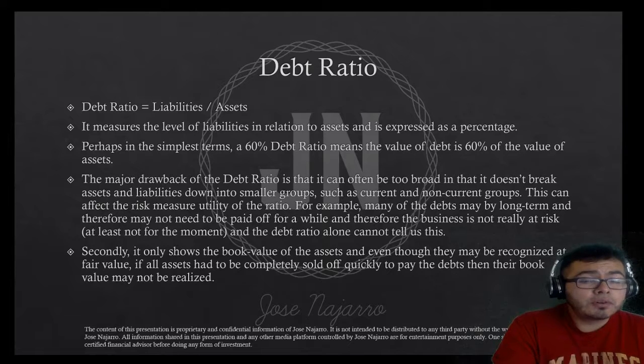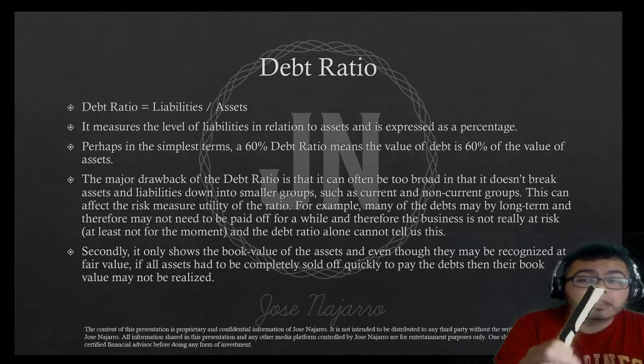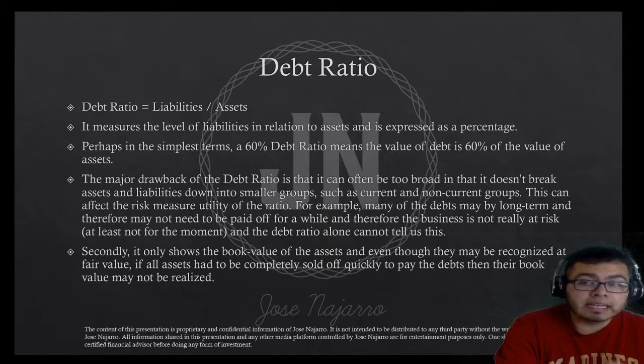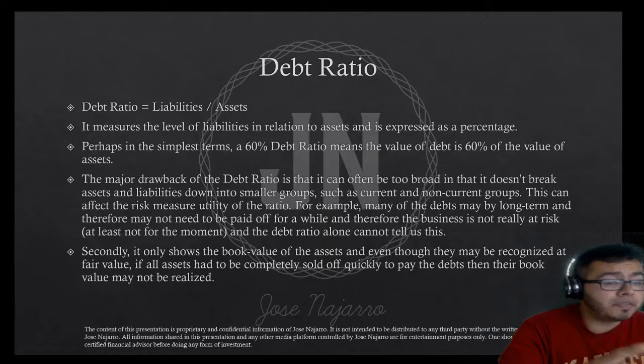So debt ratio is liabilities divided by assets. It measures the level of liabilities in relation to assets, and it expresses it as a percentage. So perhaps in simplest terms, a 60% debt ratio means that the value of the debt is 60% of the value of the assets.